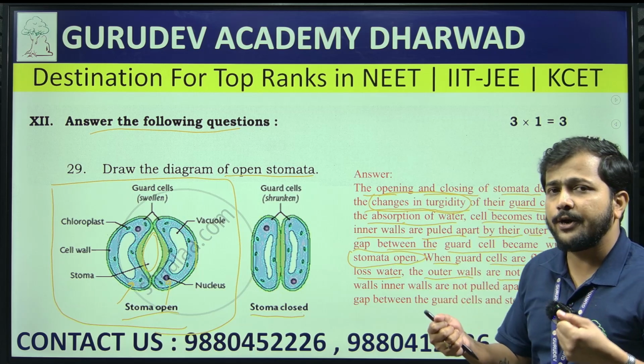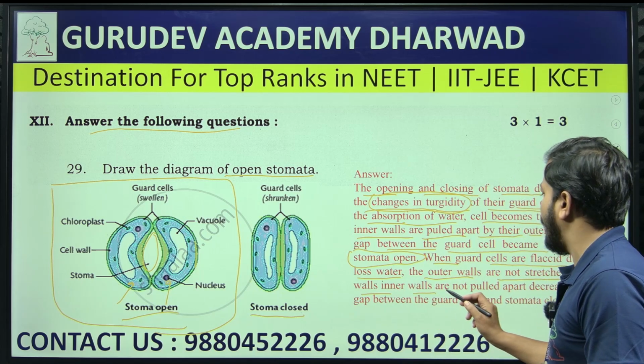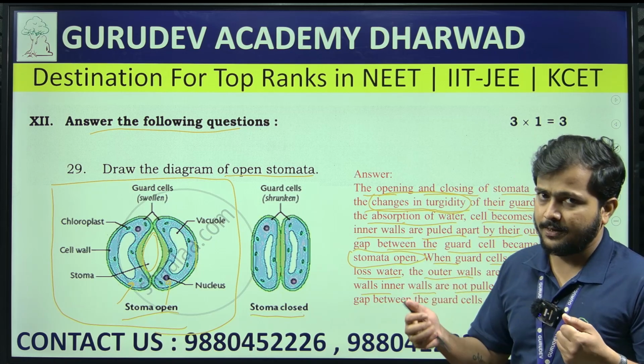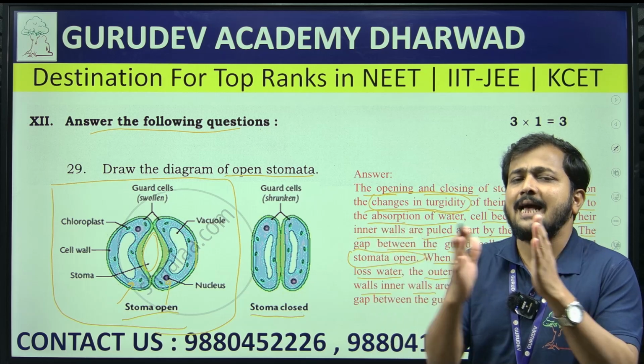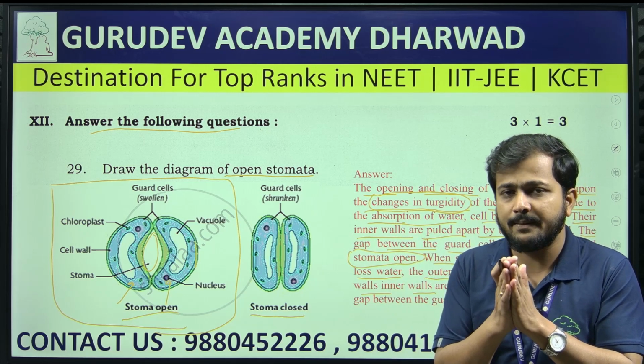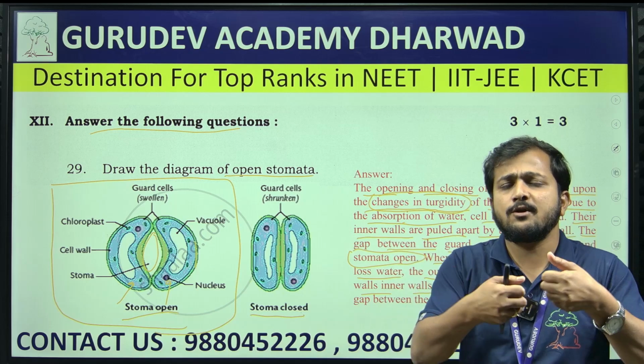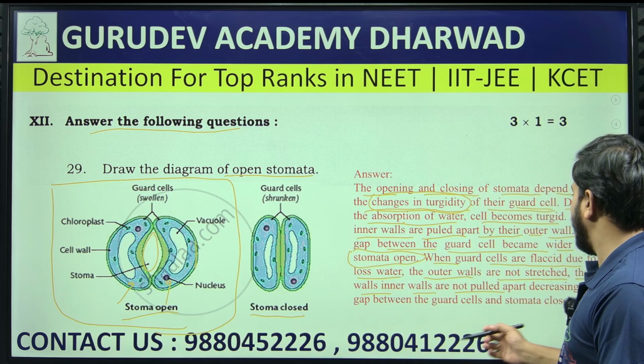The outer wall is not going to stretch, right? So the inner walls are not pulled apart. The outer wall is not going to stretch as the particular cell is flaccid, with a lesser amount of water present inside the cell. When the cell is flaccid, the outer wall is not going to stretch the inner wall.